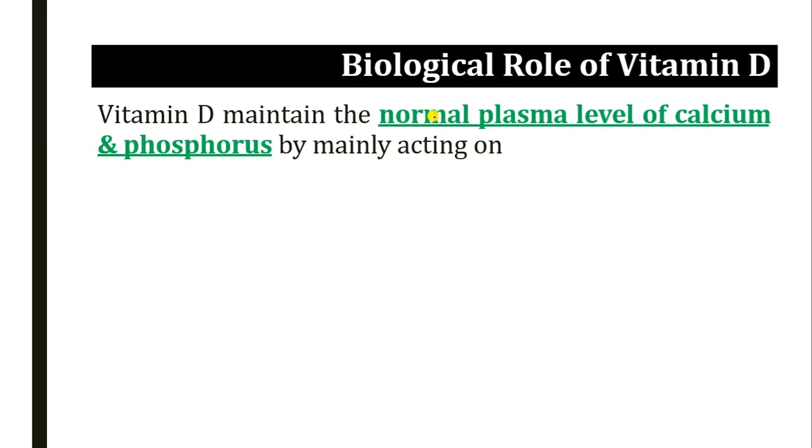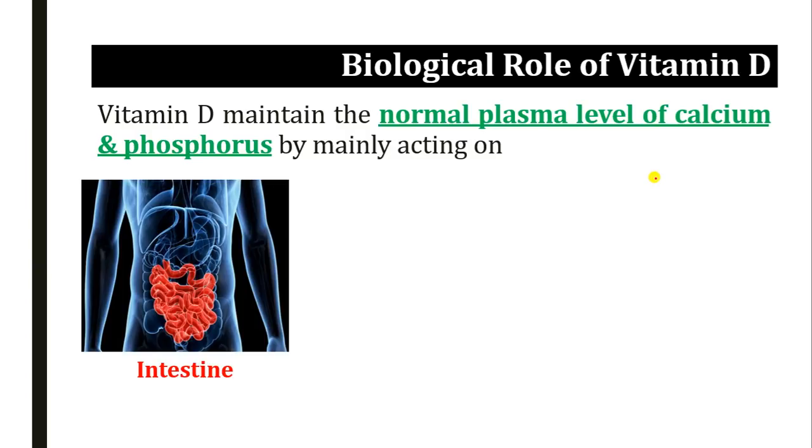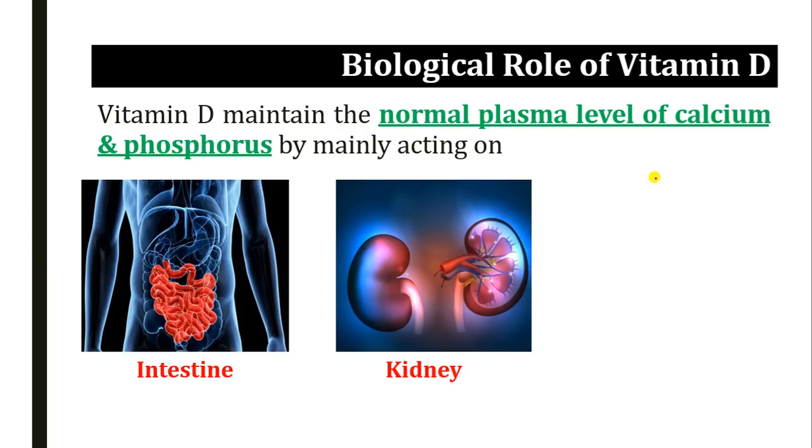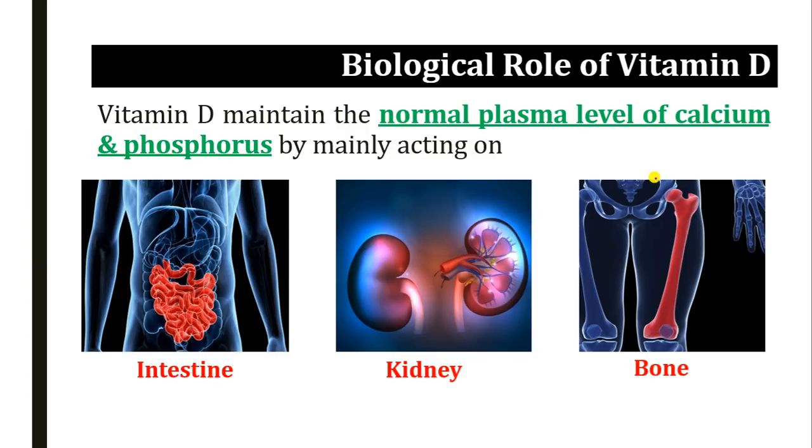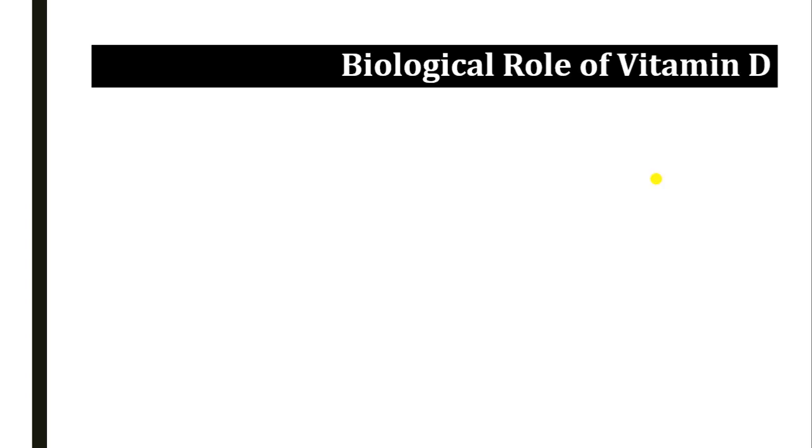Now we'll go to the biological role of vitamin D. Vitamin D maintains particularly the normal plasma level of calcium and phosphorus by acting on intestine, kidney, and bone. So this is the role of vitamin D, to regularize the level of calcium and phosphorus in plasma. We'll see one by one its effect on intestine, kidney, and bone.